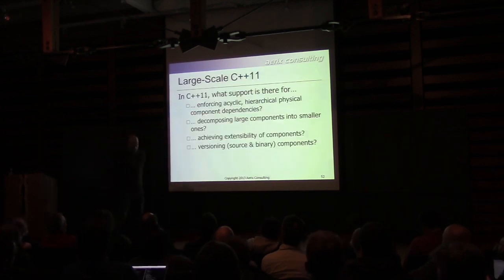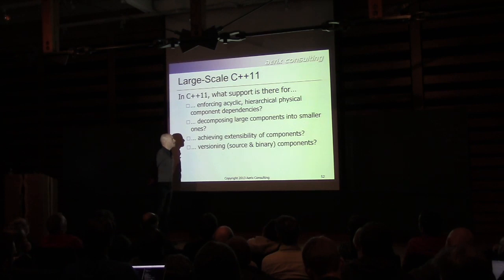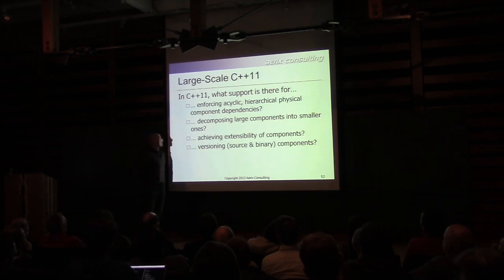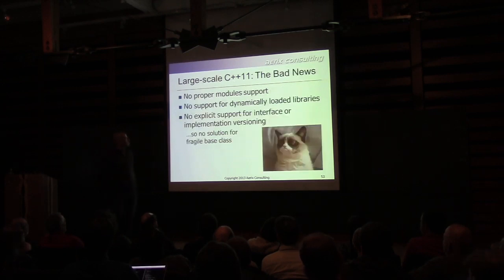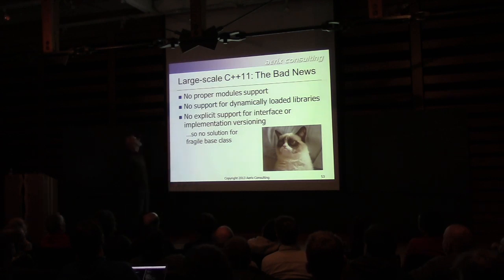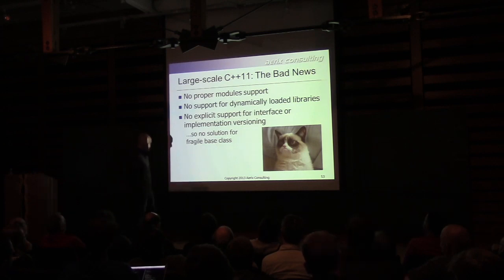So what does C++ have to offer for enforcing, say, acyclic hierarchical physical component dependencies, or decomposing large components into smaller ones, or achieving extensibility or versioning? Really nothing at all. We don't have module support yet, although they say it's coming. We don't even have support for DLLs or shared objects, right? No explicit support for versioning of interfaces and implementations. And so there's no solution for the fragile base class problem. So that kind of sucks.